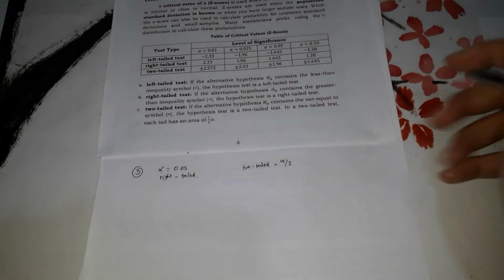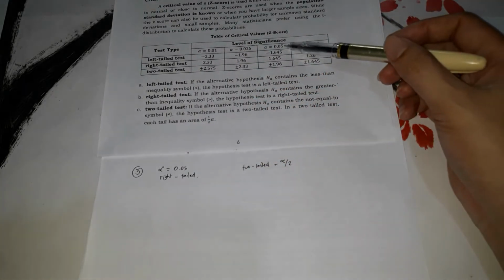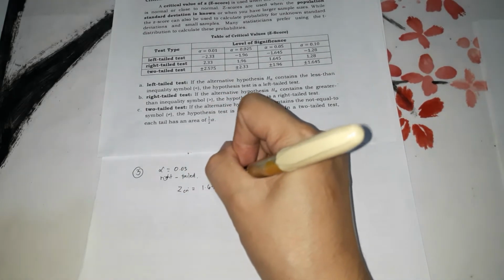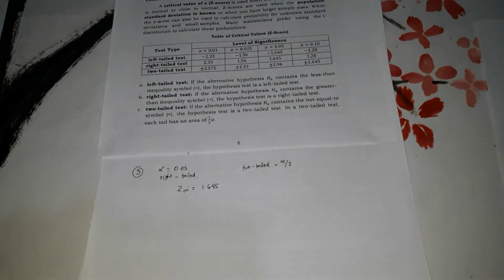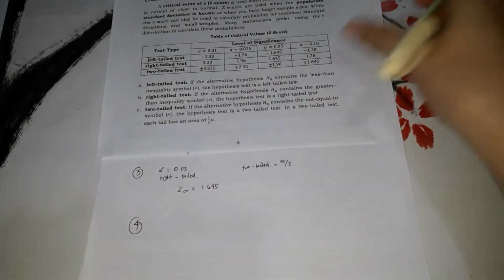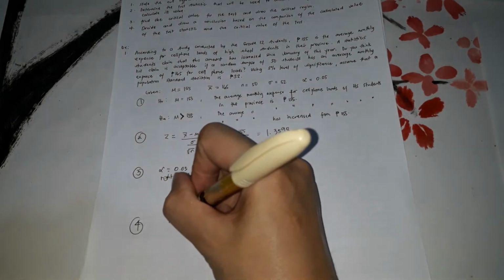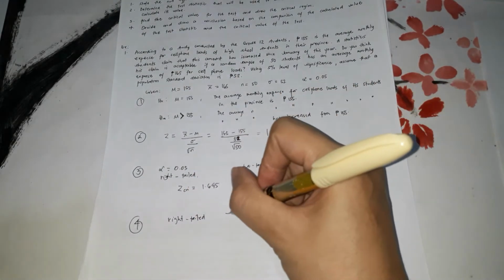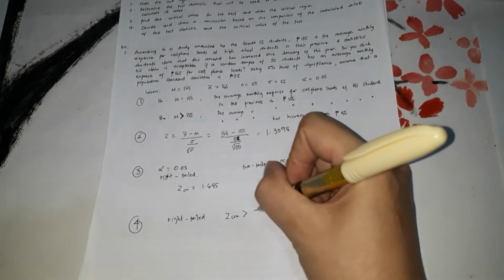So, for this one, alpha is 0.05, and it's right-tailed, so positive 1.65. So Z critical is 1.645. So that's step number 3. And step 4 is for us to draw our conclusion. What we're going to do here is ganito. Kapag right-tailed, the Z computed should be greater than Z critical.